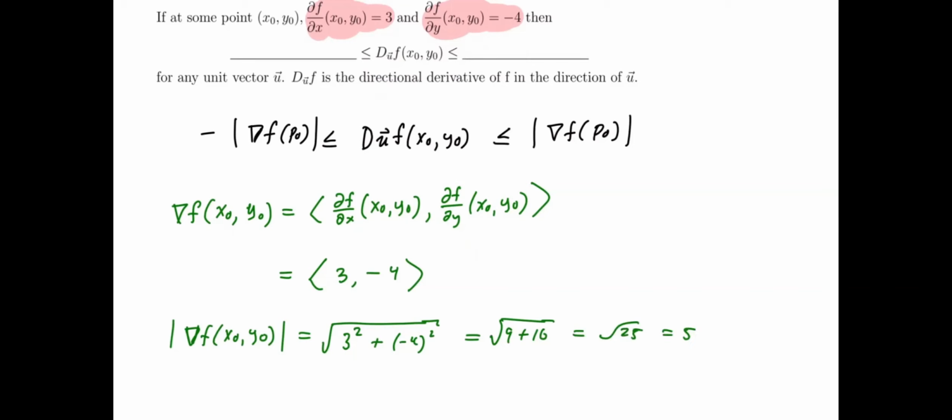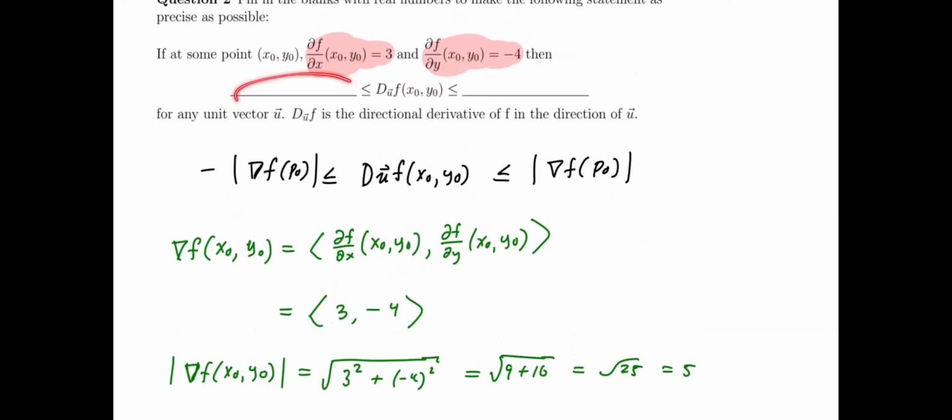So that's really what we're going to substitute right here. This is +5, and this will be the -5. So as you fill in the statement on these two blanks, here you'll have 5, and here you'll have -5. So that will be the statement of this particular example.